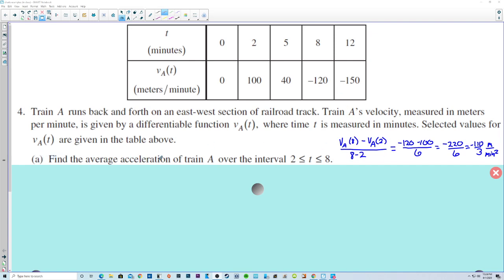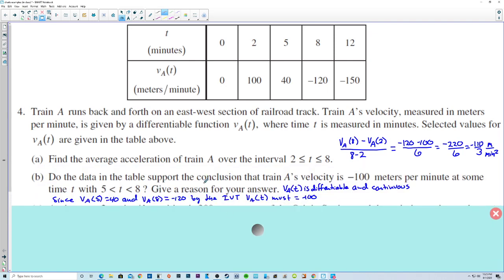A, find the average acceleration of train A over the interval 2 to 8. Well, average velocity, we use position. Average acceleration, we're going to use velocity. So we have v of 8 minus v of 2 over 8 minus 2. Well, v of 8 is negative 120, v of 2 is 100, and then 8 minus 2 is 6. And this is really y2 minus y1 over x2 minus x1. So we get negative 220 over 6, which is negative 110 over 3 meters per minute squared.